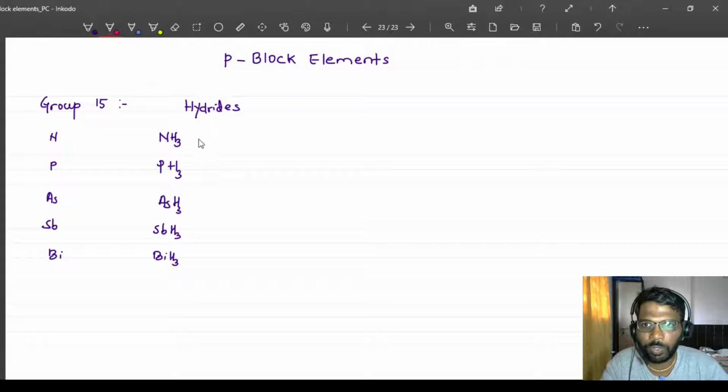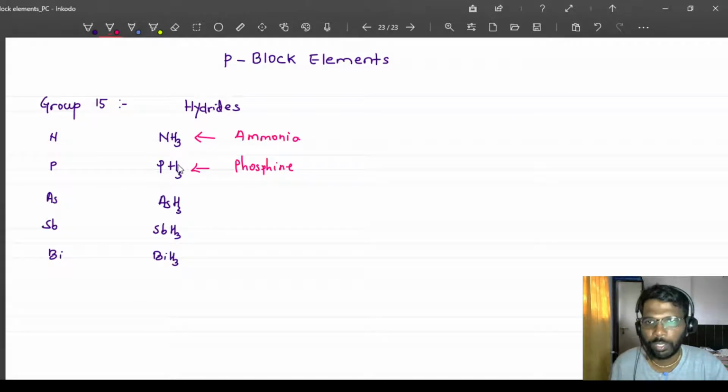This hydride is known as ammonia, and this hydride is known as phosphine. These are the two very important names we should know. So these are the hydrides. All elements have five valence electrons, since it is group 15.